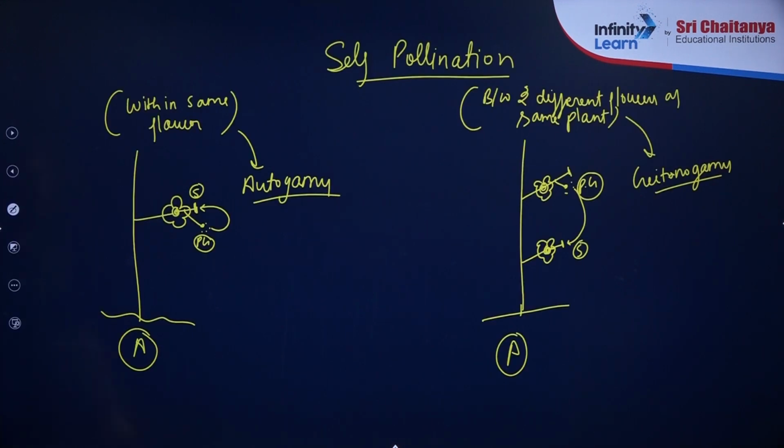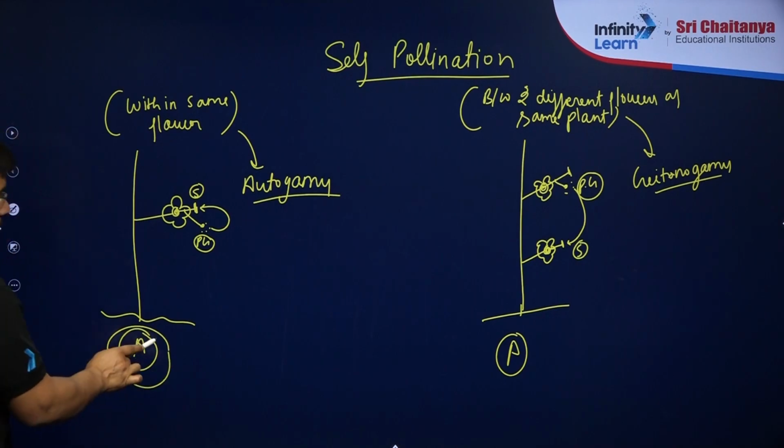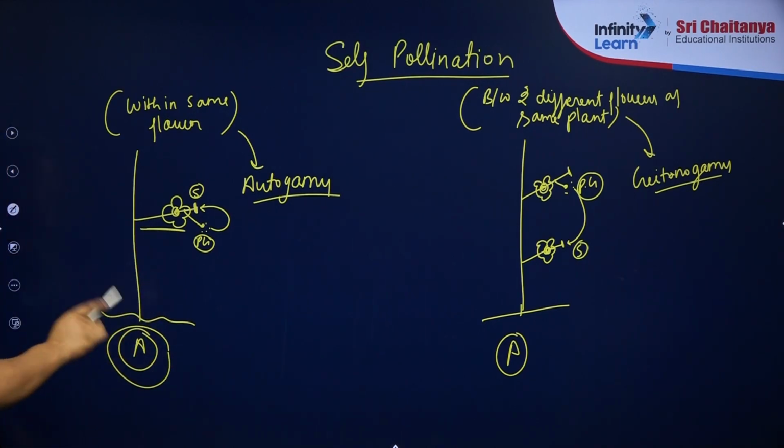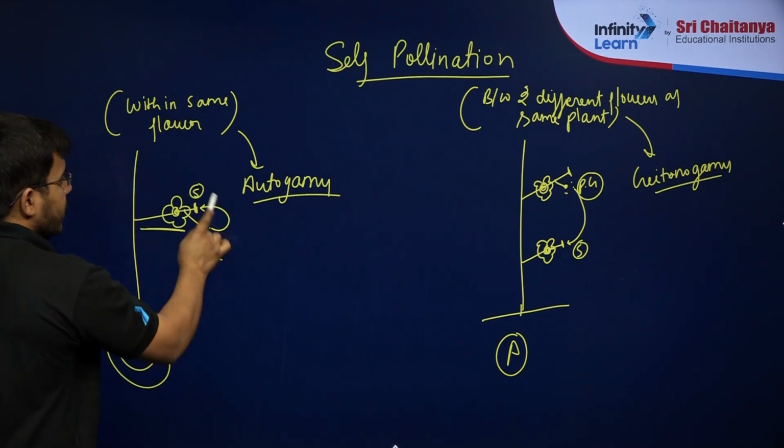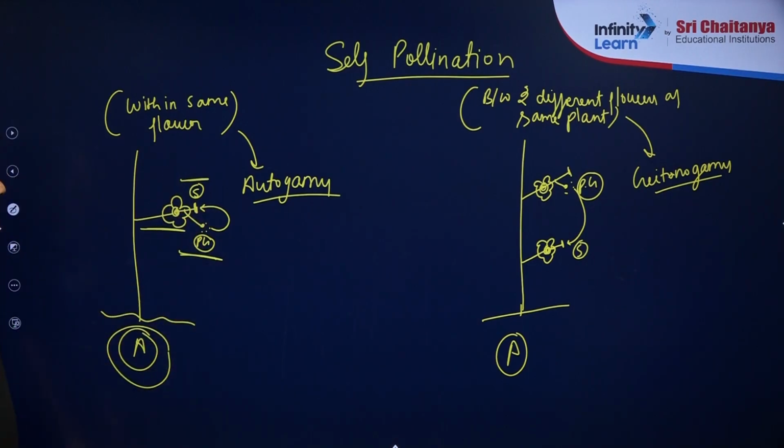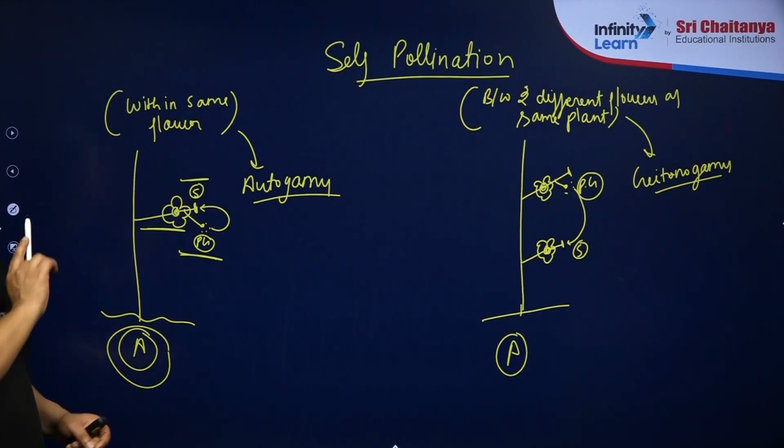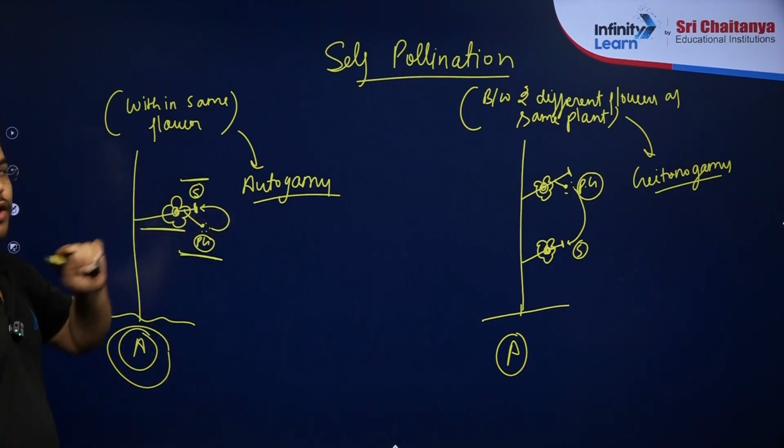So in autogamy, students, the plant is the same and its flower is also the same. Within the same flower, we have pollen grain, the male part, and stigma, the female part. And within the same flower of the same plant, your pollination is occurring. So that is going to be, students, autogamy.